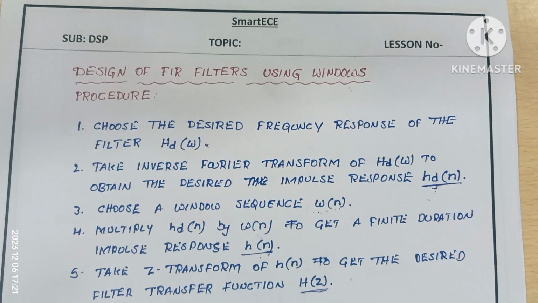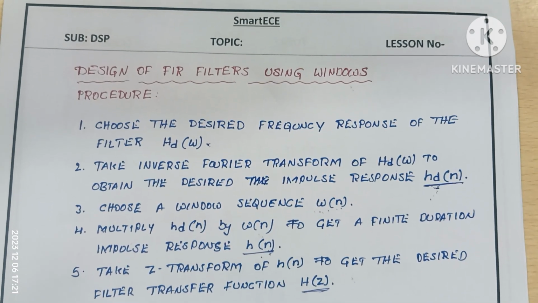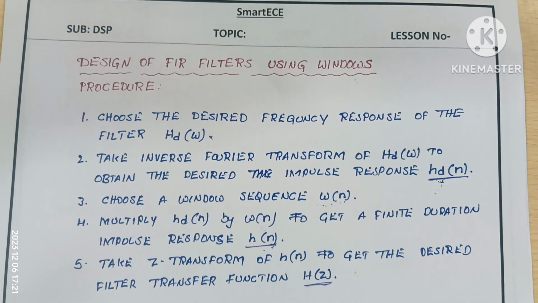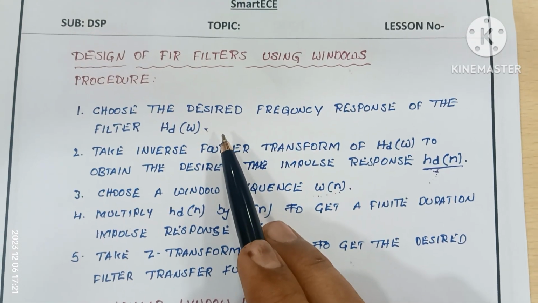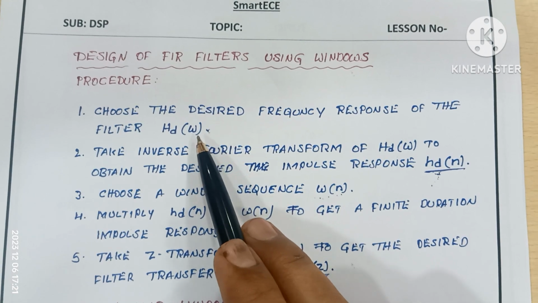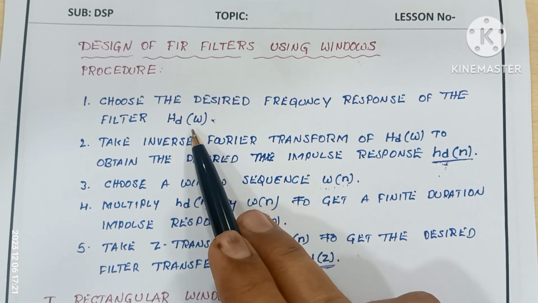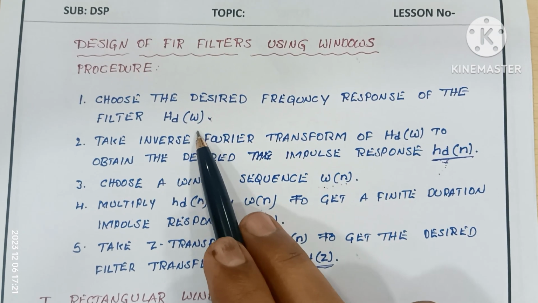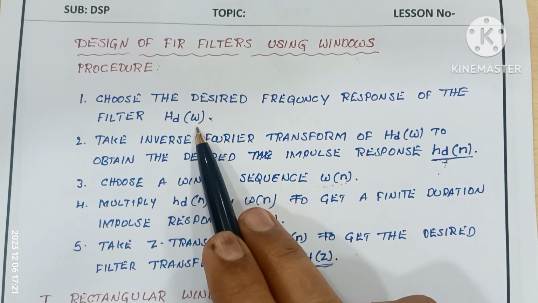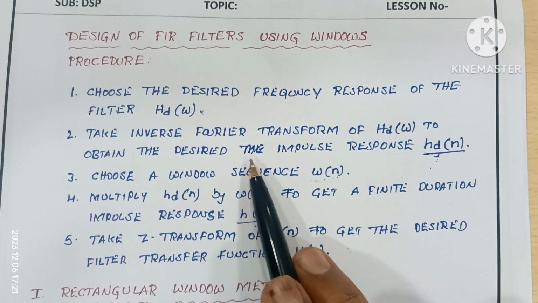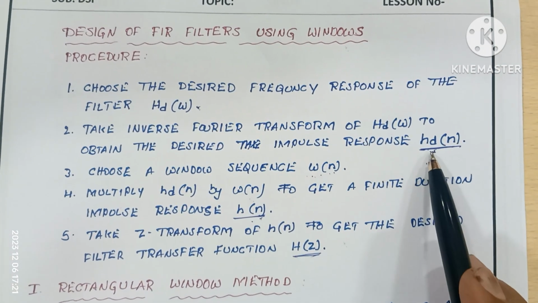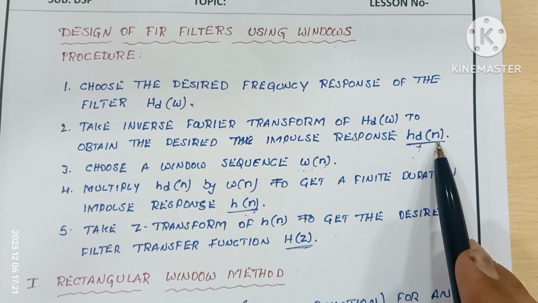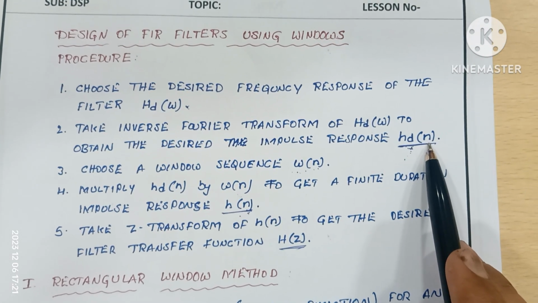Today I'll explain design of FIR filter using windows. Let us have the procedure first. First, we have to choose the desired frequency response of the filter, which is designated as HD of omega. Next, take the inverse Fourier transform of HD of omega in order to get an infinite impulse response of the filter HD of n. So remember, this HD of n is an infinite impulse response.